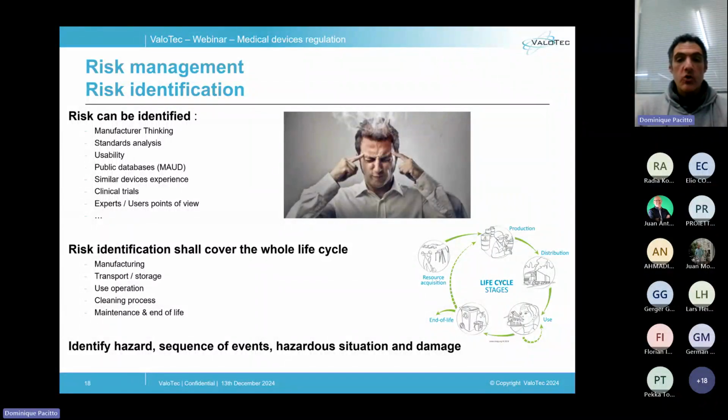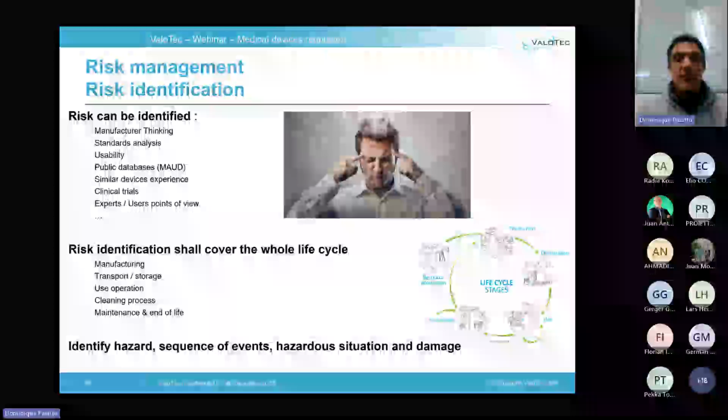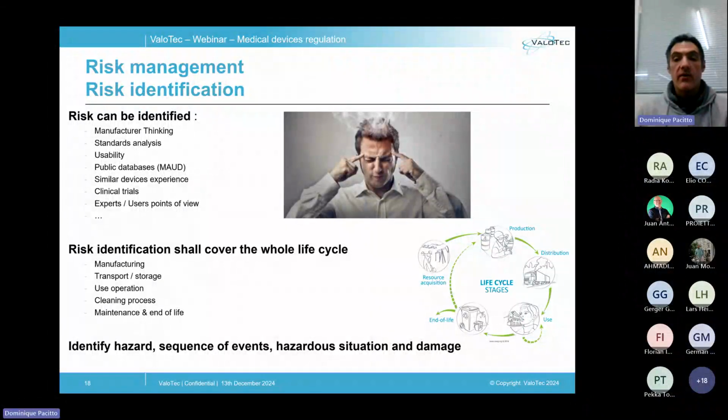The risk identification shall cover the whole life cycle, from the manufacturing, the transport, and up to the end of life of your device. And this task should be performed by a multidisciplinary committee, meaning persons having, for example, knowledge of some regulatory task or having field experience or technical knowledge. And this is for a greater completeness in the identification of the risks.